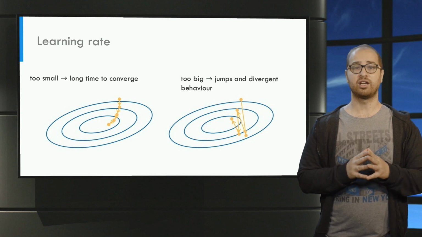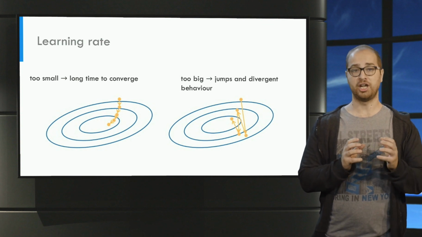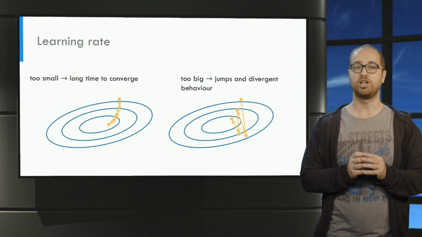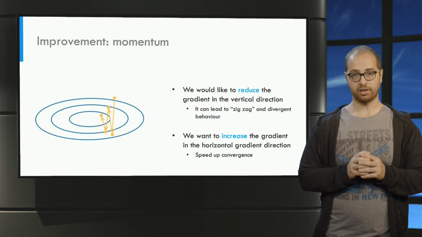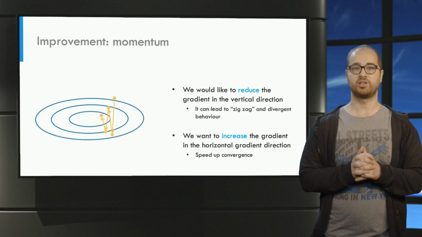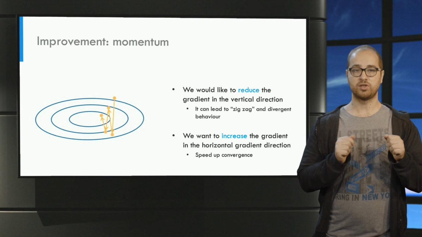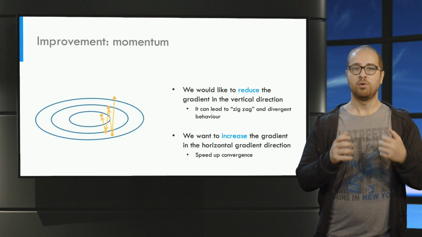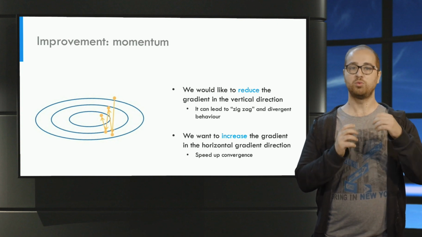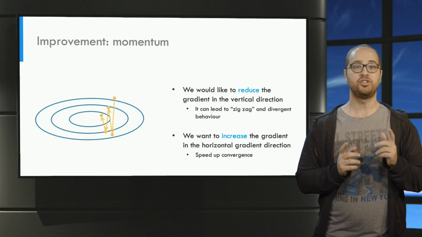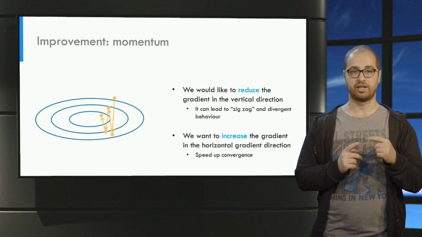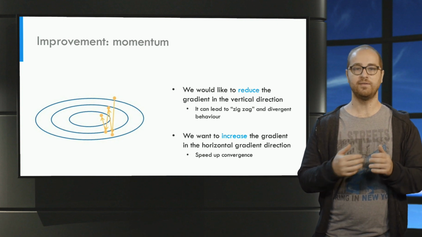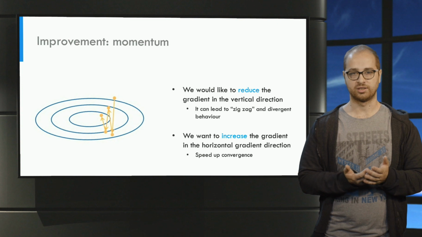However, if the learning rate is too big, it can lead to oscillation and even divergent behavior, which is when the gradient descent does not converge to a minimum. In this context, momentum is a modification of the gradient descent algorithm that allows us to take large learning rates while still converging. Intuitively, we would like to reduce the zigzag behavior that we observe in the picture on the left. This implies reducing the gradient in the vertical direction. At the same time, we would like to also increase the horizontal gradient, as that would mean faster convergence.